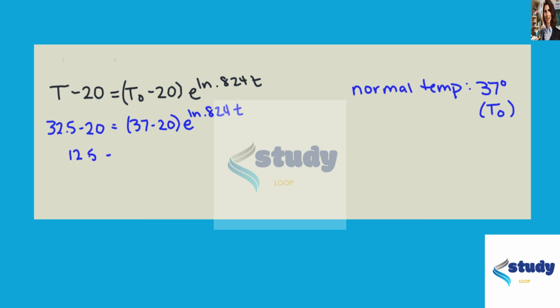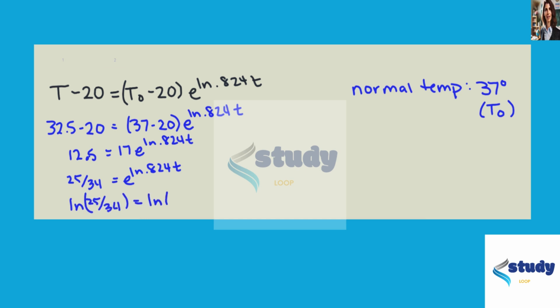Okay, so we have 12.5 equals 17 e to the natural log of 0.824 t. We can divide both sides by 17, and we end up with 25/34 equals e to the natural log of 0.824 times t. And then we're going to take the natural log of both sides. So we have the natural log of 25/34 equals the natural log of 0.824 times t. Now to get t by itself, let's divide both sides by the natural log of 0.824. And then this whole expression goes in the calculator, and we find the approximate value.